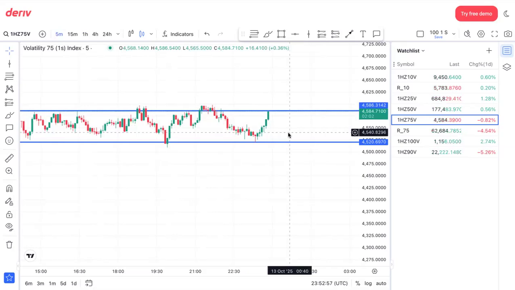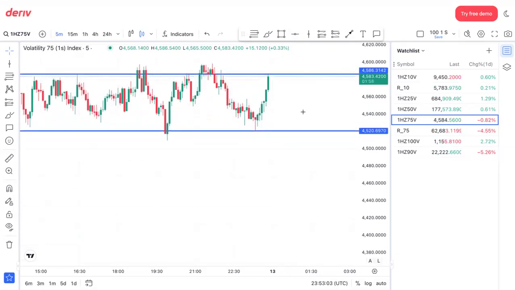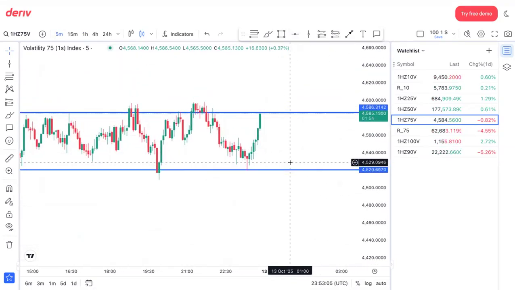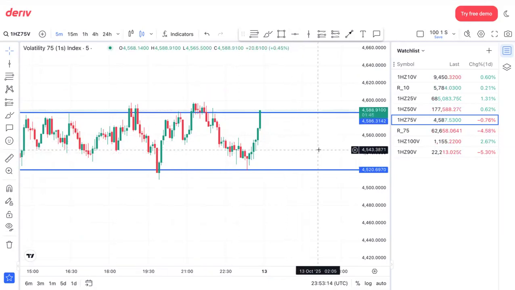You guys see that? That's all you're waiting for. Once you get this area marked out, you wait for your break and close. That's all you're waiting for. So once you get the break and close out of this consolidation, boom, you're in for the money.